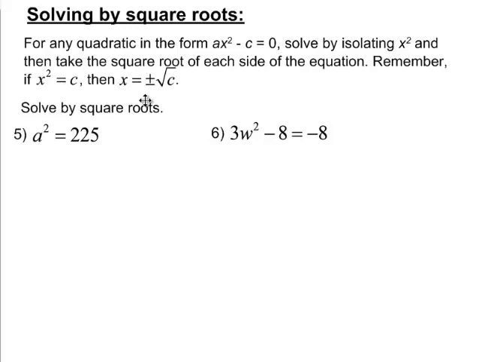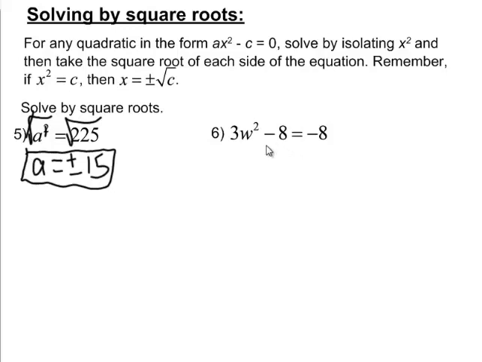Now, let's try 5 and 6, solved by square roots. Pretty easy on number 5. Hopefully nobody's too freaked out by this one. All I really have to do is just square root both sides. Because these two cancel out, the square root of 225 is, yes, Nico, you are right, plus or minus 15.